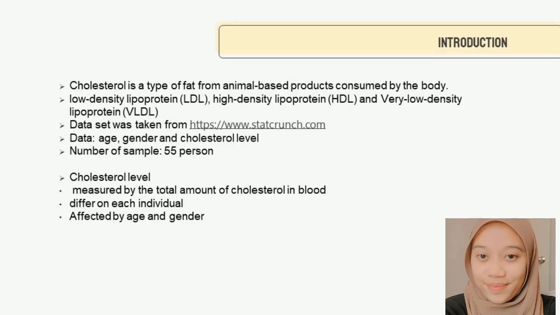For example, only women will undergo menopause. So before menopause, women tend to have lower total cholesterol level compared to men. However, after menopause, women's total cholesterol levels tend to rise and become higher than men's. This is how gender affects the cholesterol level in an individual. Age or the lifetime of an individual also bring effect to cholesterol level. The older the person goes, the cholesterol level will also rise.